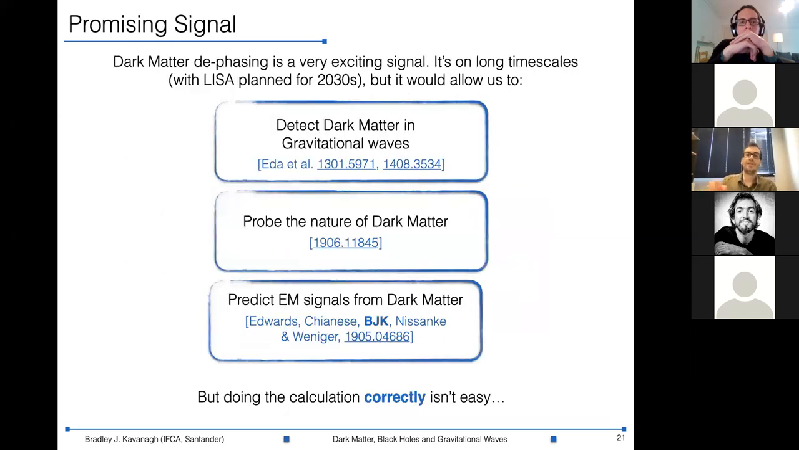So I think this dephasing is very exciting. If we can find it, then we can tell a lot about dark matter. First of all, it would be a detection of dark matter. It would tell us something about the nature of dark matter, and we might also look for some interesting multi-messenger probes. The problem is that doing the whole calculation correctly is not easy. And it turns out that some of the things that I've told you already are actually wrong or not quite right. And so the rest of this talk will be about making those things right.